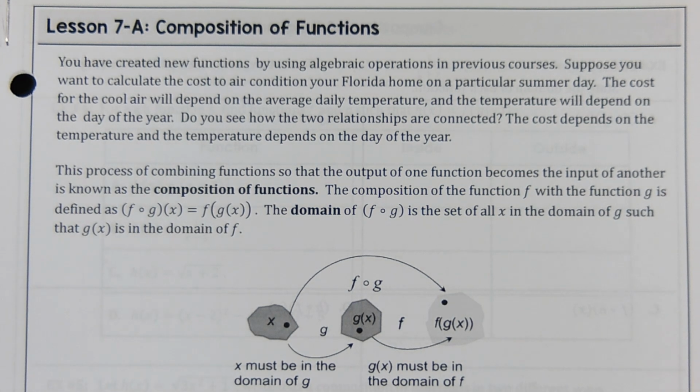Unit 2.7 is compositions of functions. That means plugging one function into another function to build a third function.